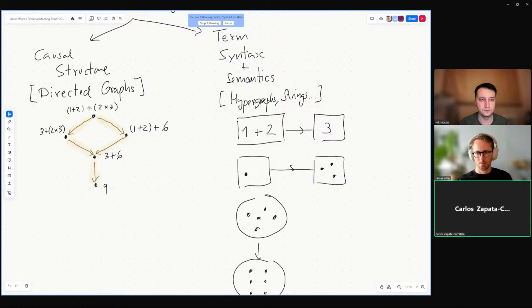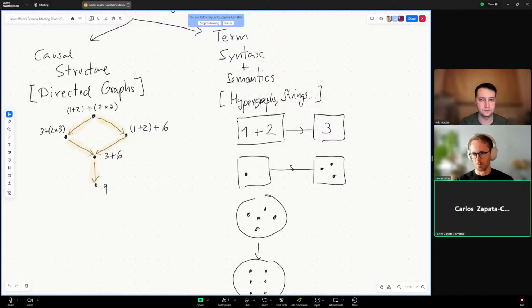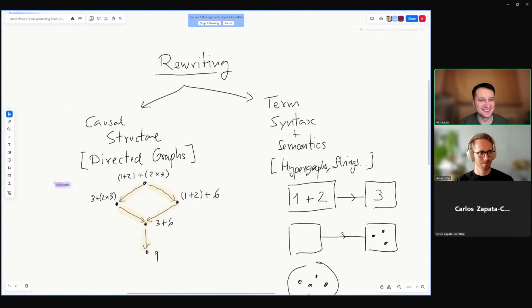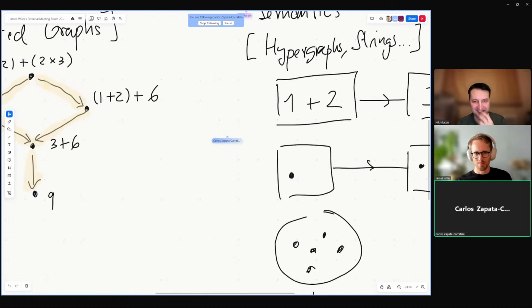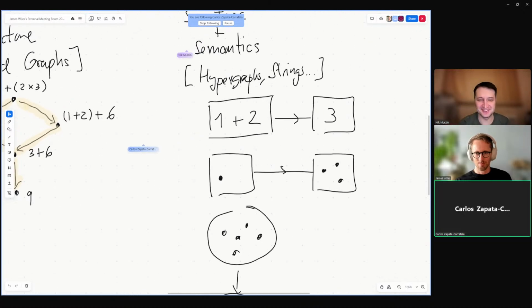Why can't I erase? Is it crashing? I think it's crashing. Oops. Well, I can erase, turns out. Okay, I think I'm back. Yeah, it just glitched for a second.